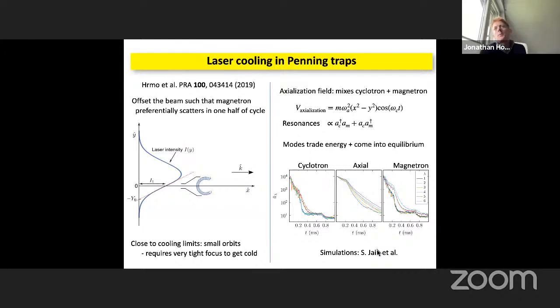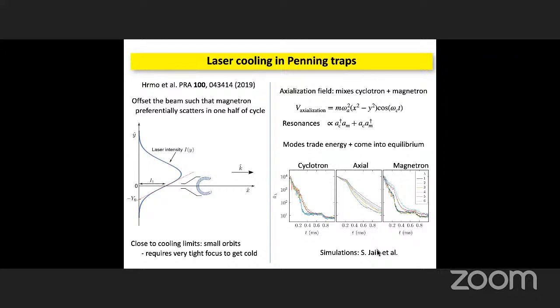Yeah, that's probably true. I think what you would say is that the axialization field can be turned on and off because it's an RF drive essentially. If you wanted to work, you probably want your modes to be close to the Doppler temperature, right? So at that point you turn this on during Doppler cooling, but then you turn it off and you proceed with sideband cooling without the axialization.